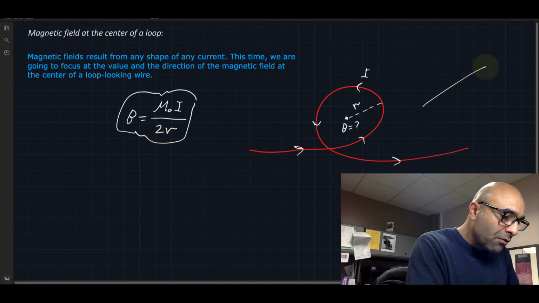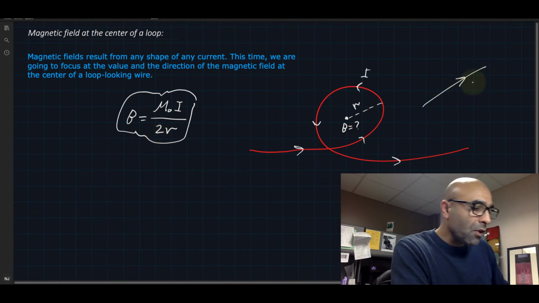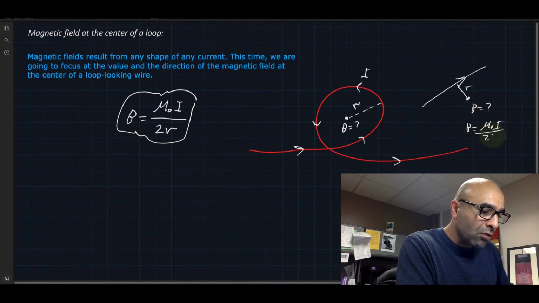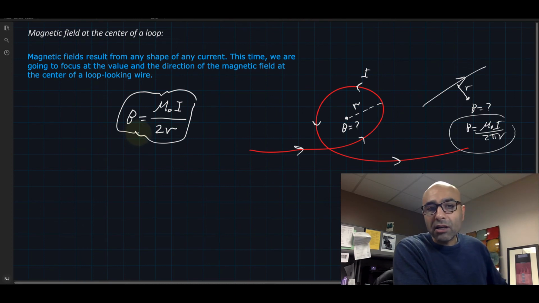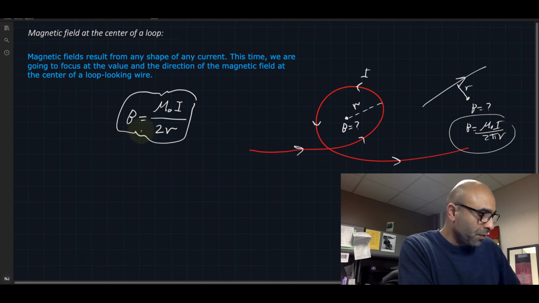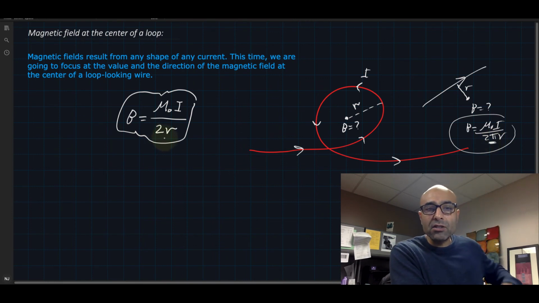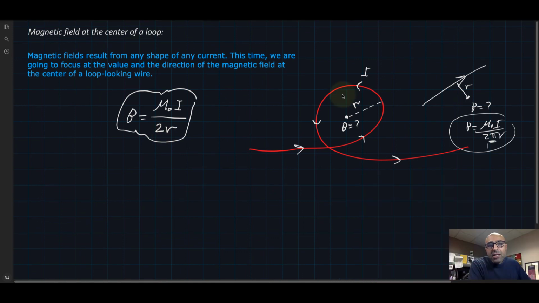If you remember, for a straight wire, if you want to find the magnetic field at a distance R, the magnetic field is simply equal to mu naught I over 2 pi R. See the difference between the straight wire and the magnetic field for a loop? It's just the pi. The pi is in the straight wire and it doesn't appear in the denominator of the loop.